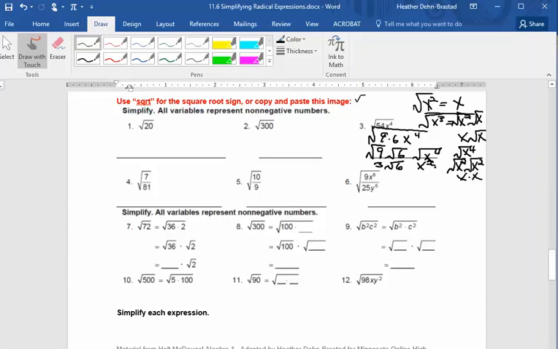And then we put the two parts that aren't under the radical together, write that in front, so 3x squared goes in front, and then we write the square root of 6.